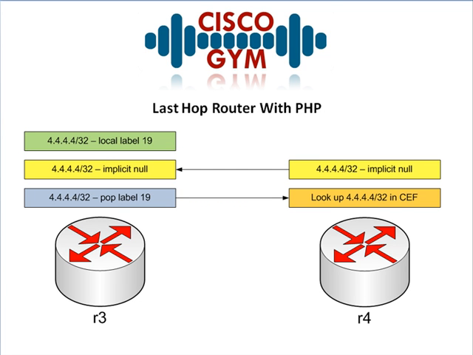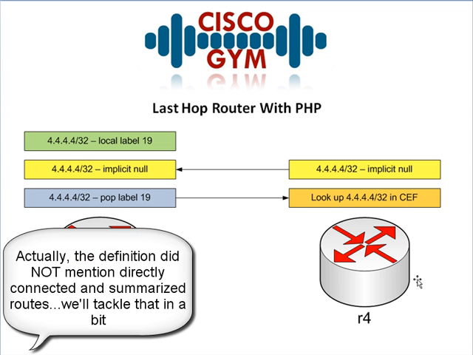So in order to find out what this actually means, let's revisit our scenario from earlier with our last hop router, and see how this works with Penultimate Hop Popping. If you recall, 4.4.4.4/32 is the loopback 0 interface on R4, so it's a local interface. And remember, in our definition, directly connected and summarized routes are going to get this PHP treatment.